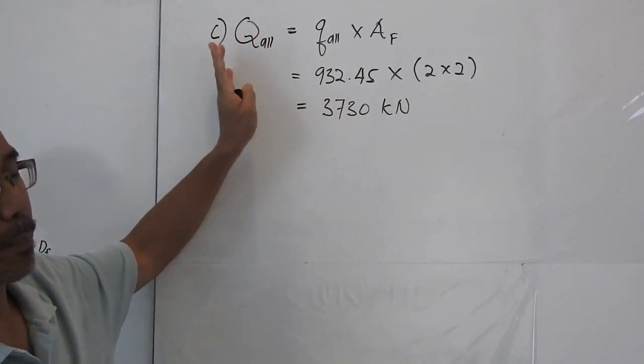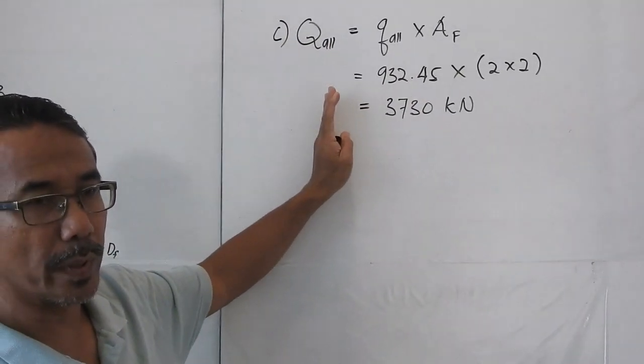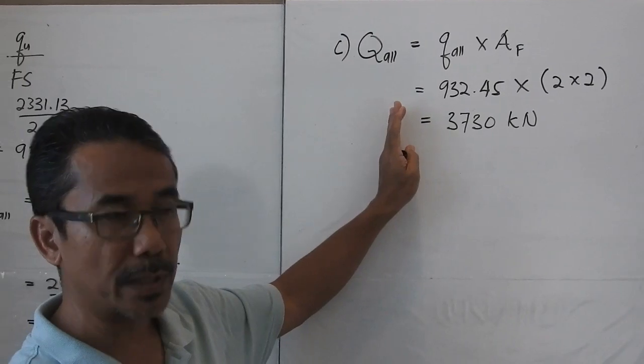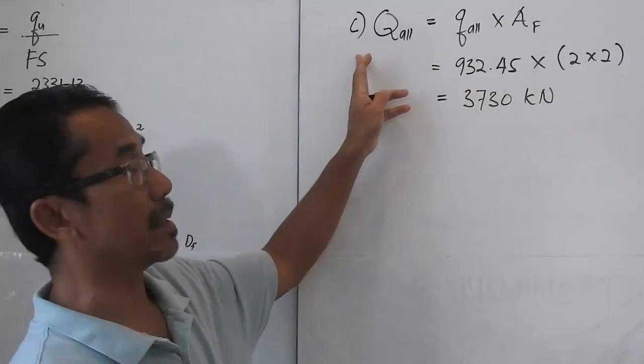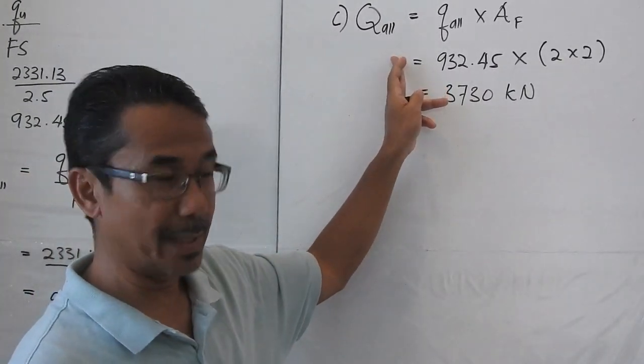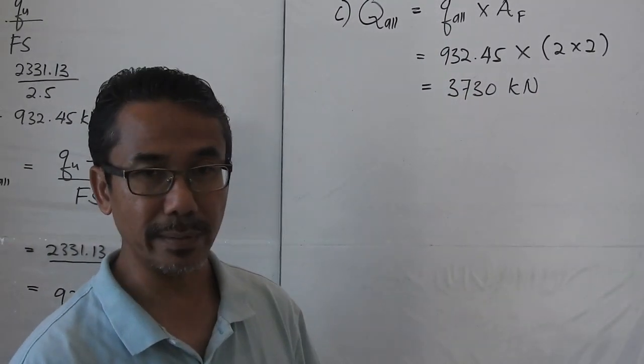Okay, take note of the unit here. Right? In part A and part B, we were talking about bearing capacity, so the unit is in terms of stress, kilonewton per meter squared. Whereas in C here, we are talking about load, so the unit is kilonewton.